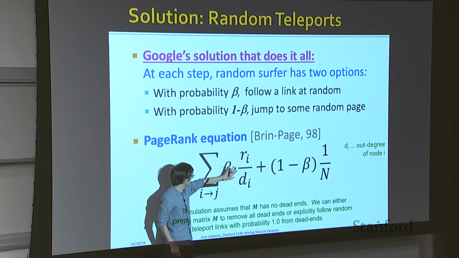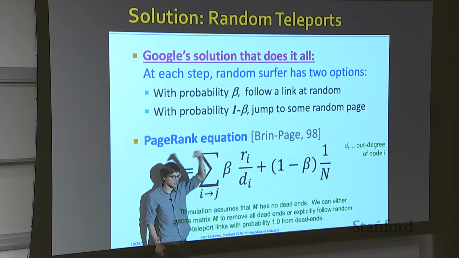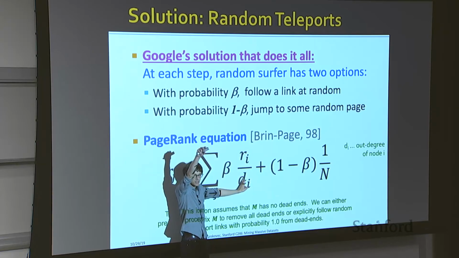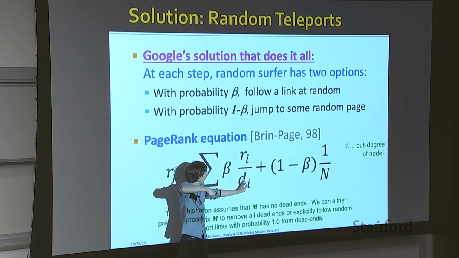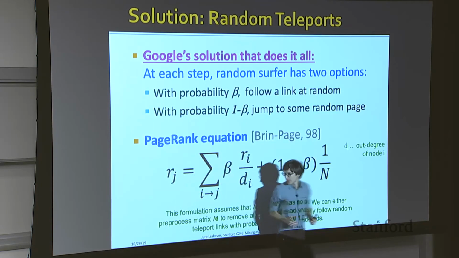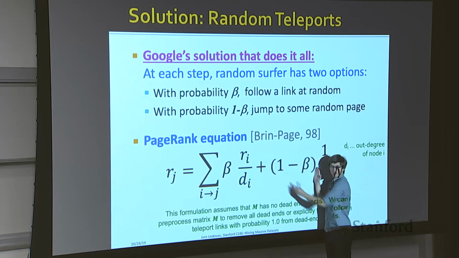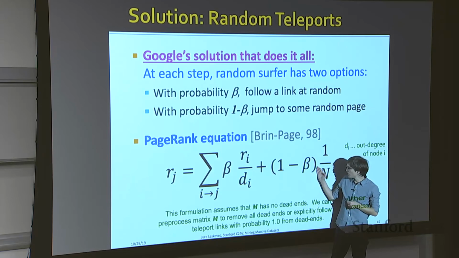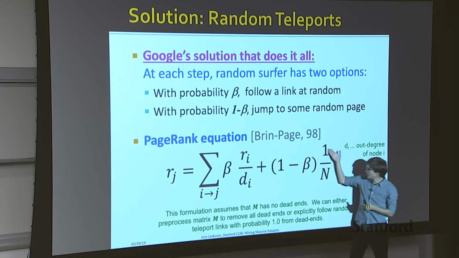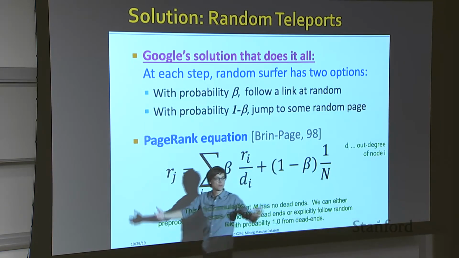So with probability beta, the random walker was at any of these nodes and decided to make a step. This is the probability that the walker was there. This is 1 over the out-degree, the probability that my link was chosen, and then they make this step with probability beta. And then what is this last part? With probability 1 minus beta, the random walker decided to teleport, to jump. What's the probability that they jumped to me, node j? It's 1 over the number of nodes, because we are assuming that the teleportation happens uniformly at random.